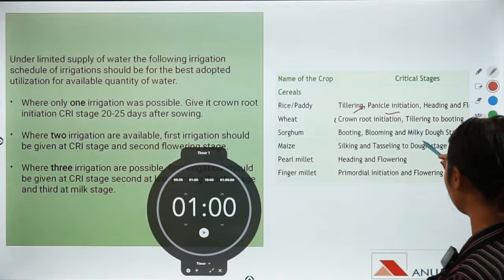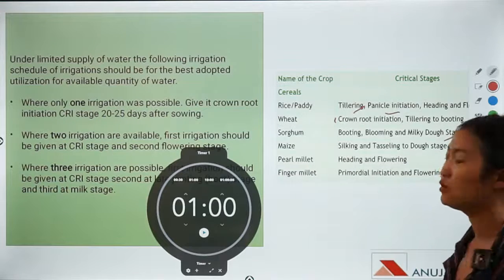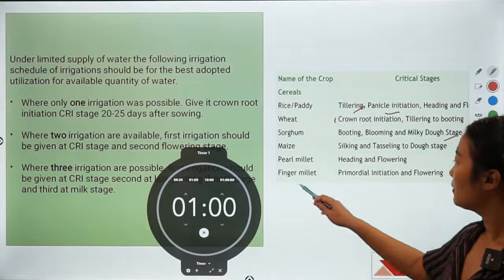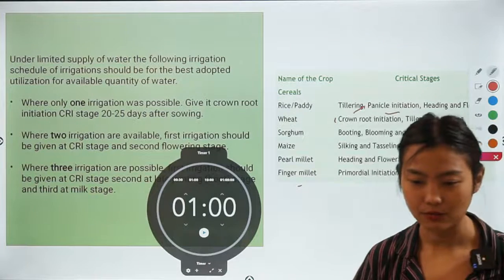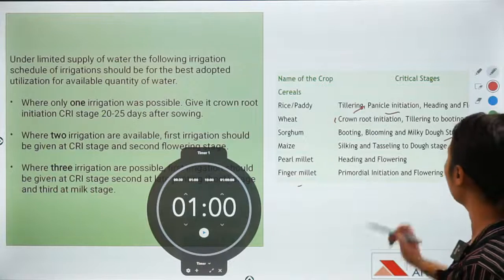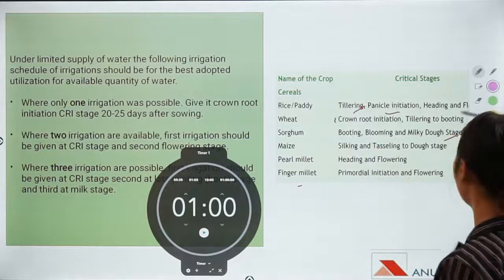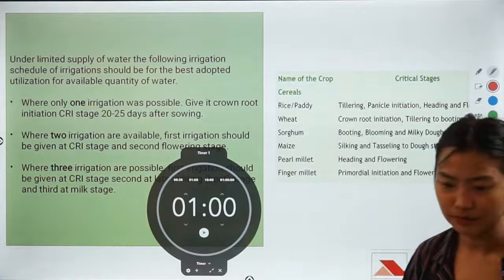and the milky dough stage. For maize, we have silking and tasseling to dough stage. For pearl millet, we have heading and flowering. And for finger millet, we have primordial initiation and flowering. If you're trying to remember these, take a screenshot of this, so that you'll be able to revise it later on.